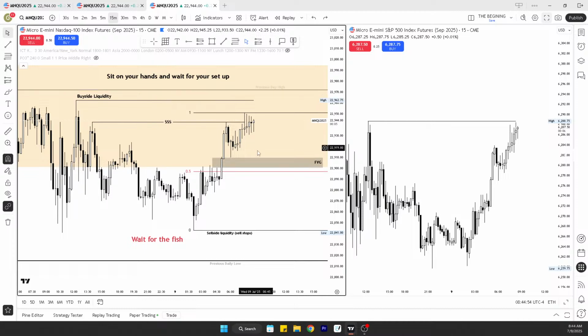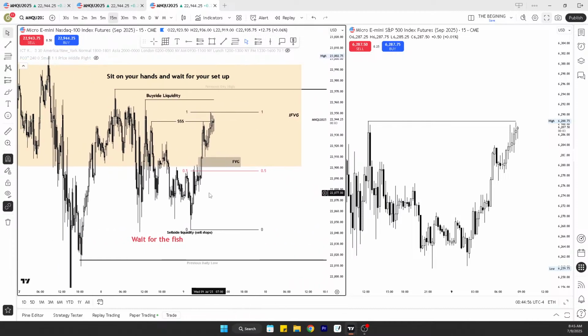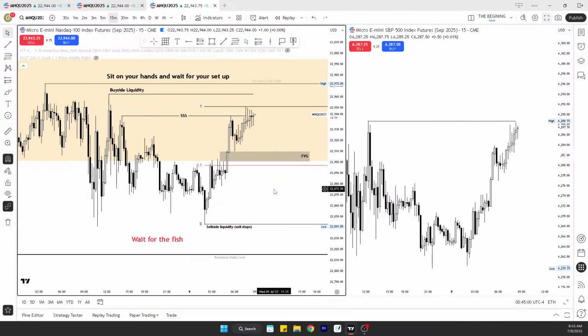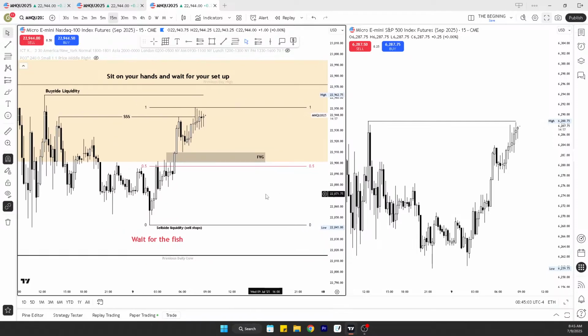What is this for? What did I put this here for? Oh, that's what that is. Burnt out. That's the equilibrium. I'm like, what is this for? Equilibrium.